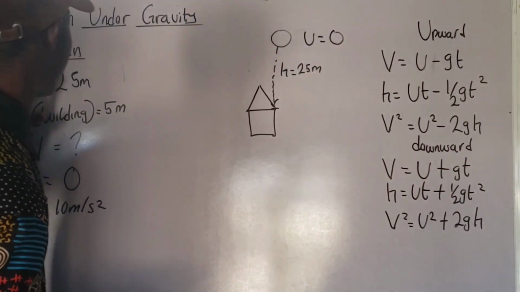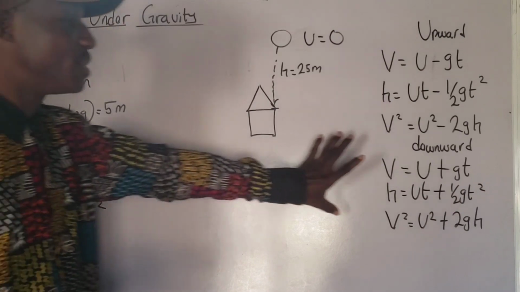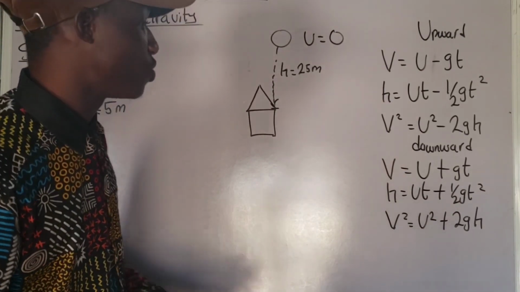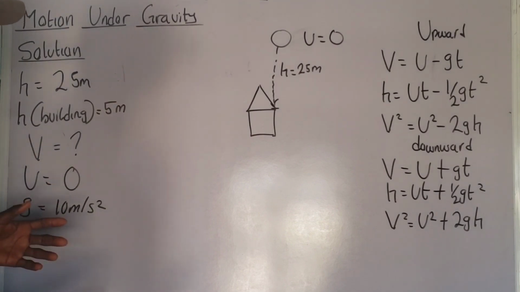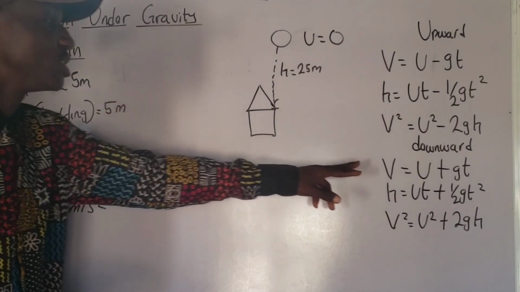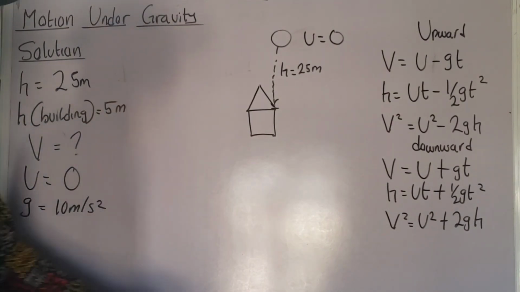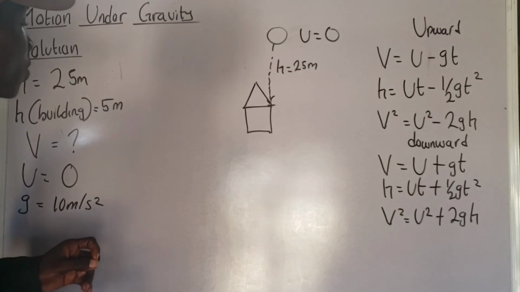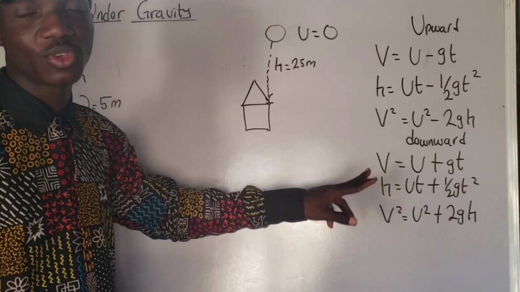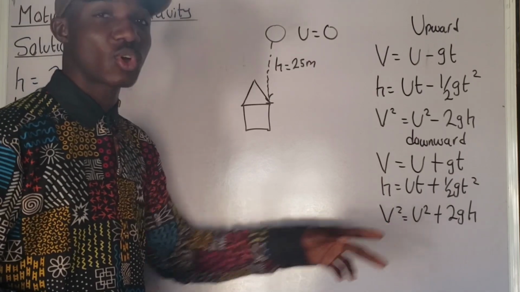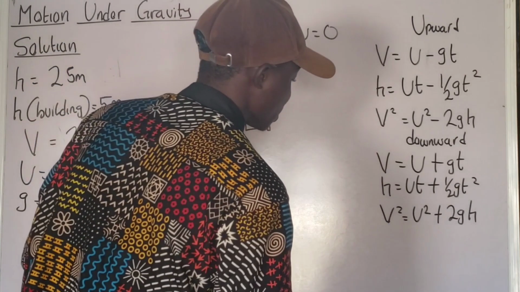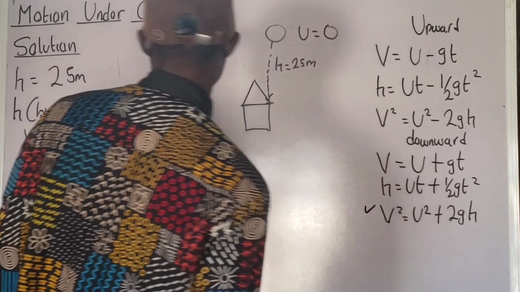The parameters that I have here will depend on which of these equations I'm going to use. Let me ask you, which of these equations are we going to use with respect to these parameters? Of course, we cannot use the first equation, because we are not given time in the question. Now, let's look at the second equation. I also cannot make use of the second equation because we are not given time in the question. Now, I will use the third equation. This is the equation that is suitable to calculate the velocity.